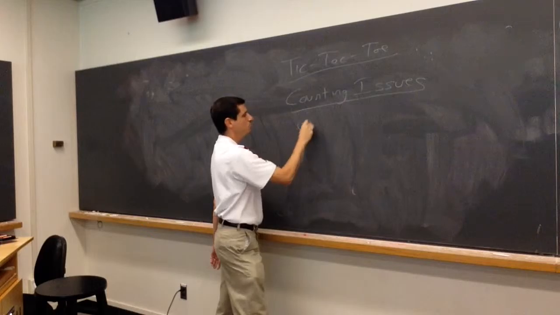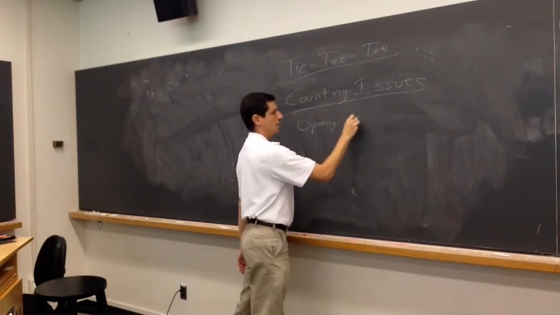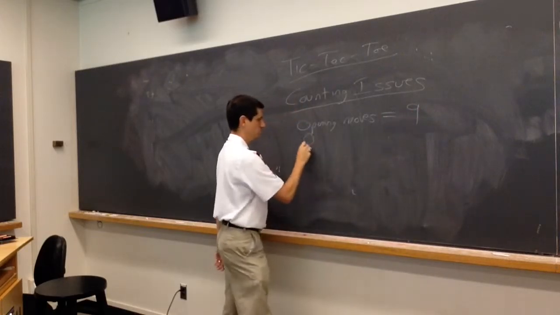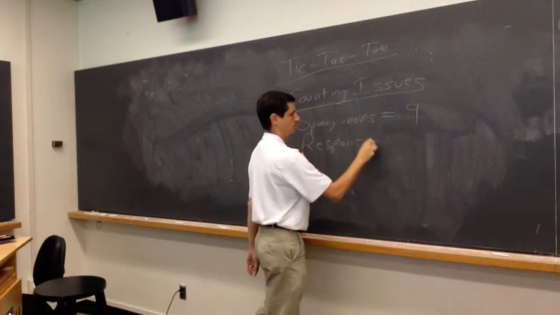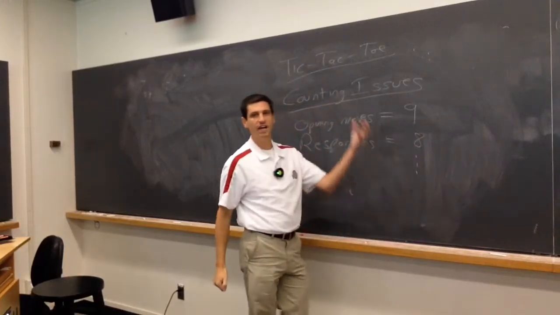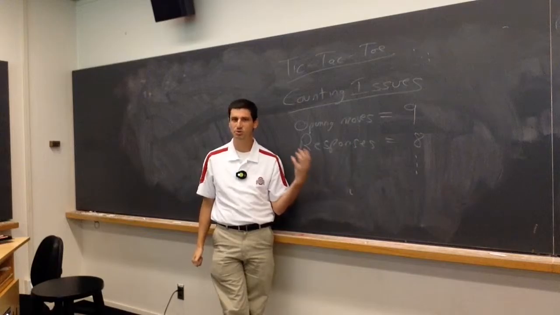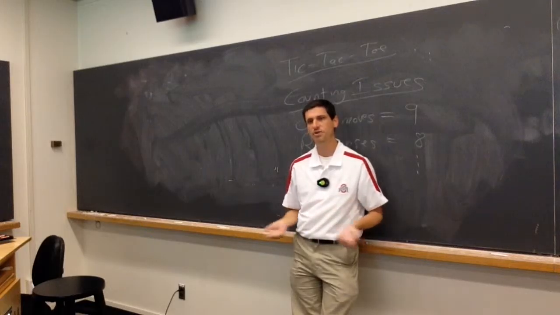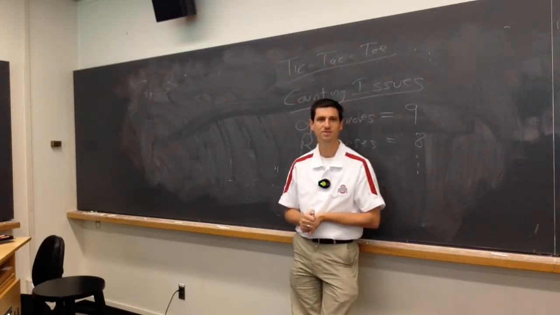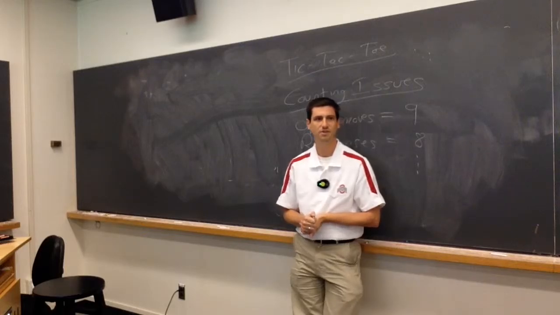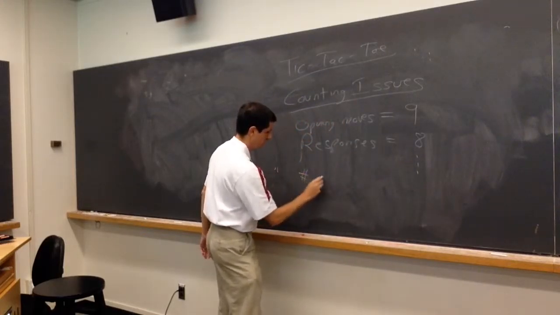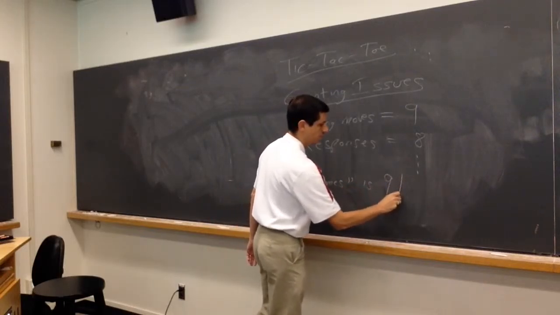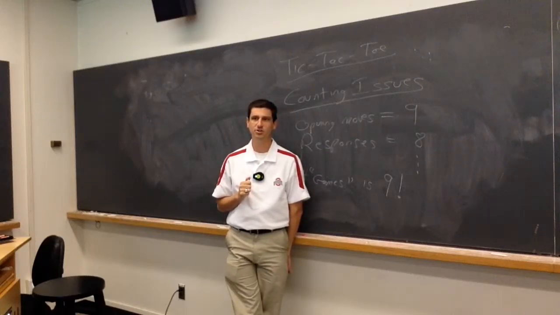So, how many opening moves are there in tic-tac-toe? 9. How many responses? 8. Okay, so already after just 2 moves, there's 72 possible game states. So how many total games are there of tic-tac-toe? 9 factorial. So one possibility is to say that there are 9 factorial games.